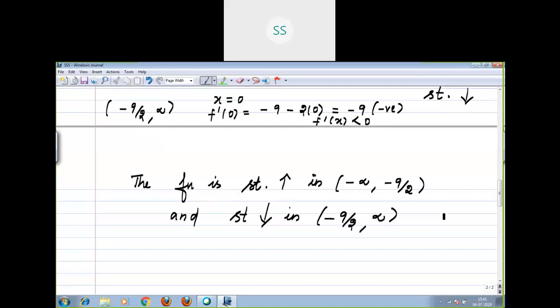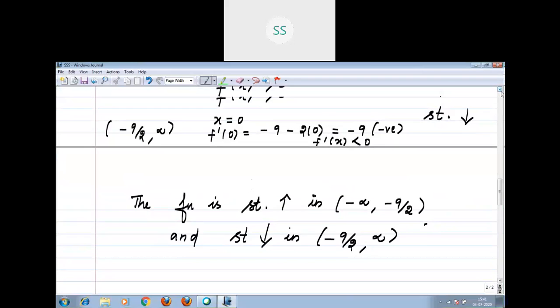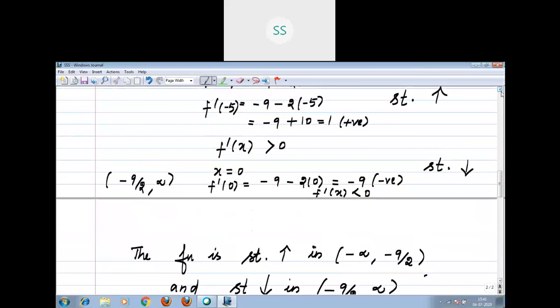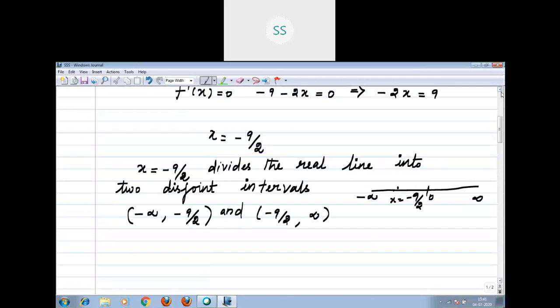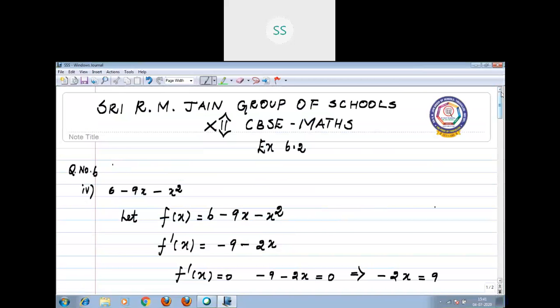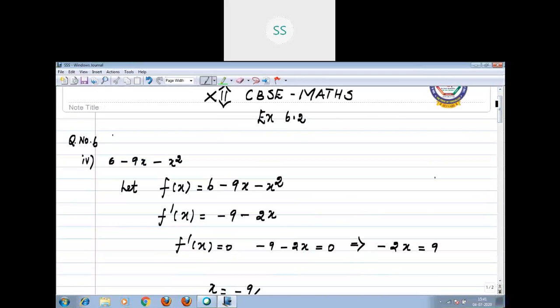Again I will show you the result. You people should listen carefully, children. You have to be attentive, be serious, right? See, this is your f of x. f dash of x you found. You are equating with 0. So you arrived at the result as x is equal to minus 9 by 2, right?